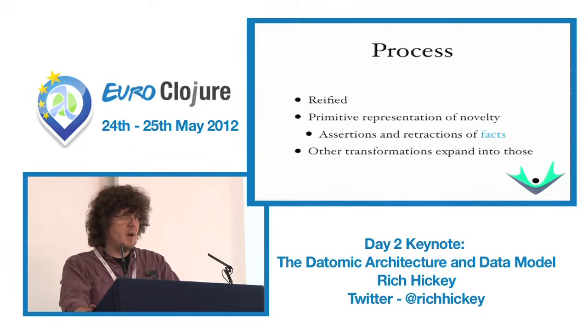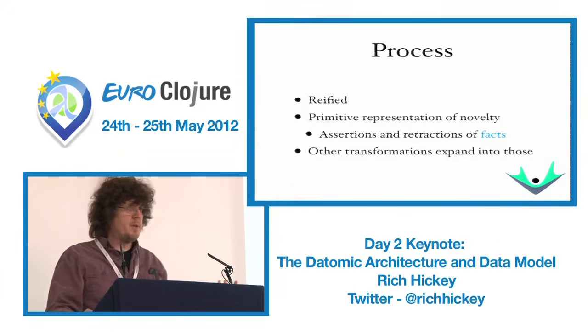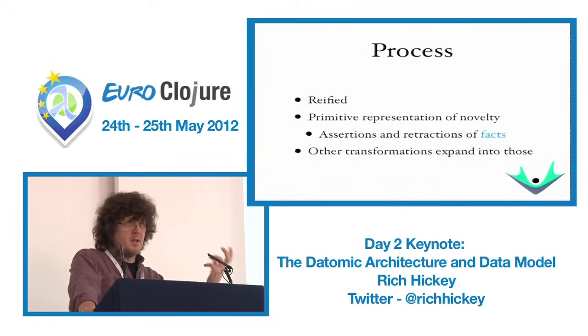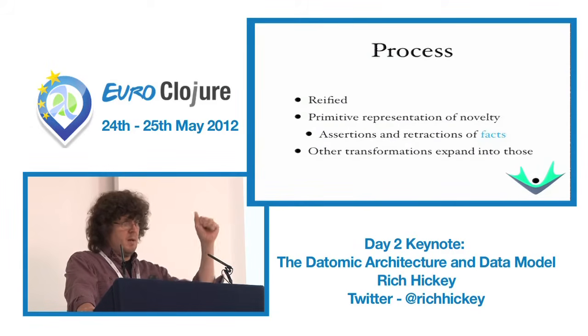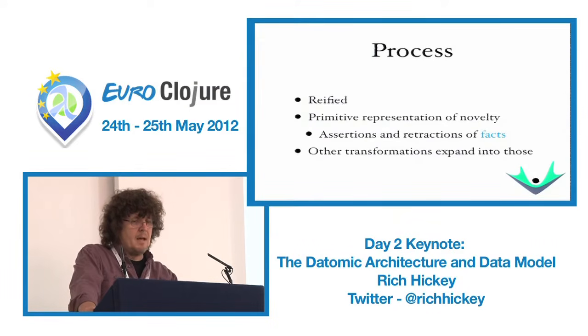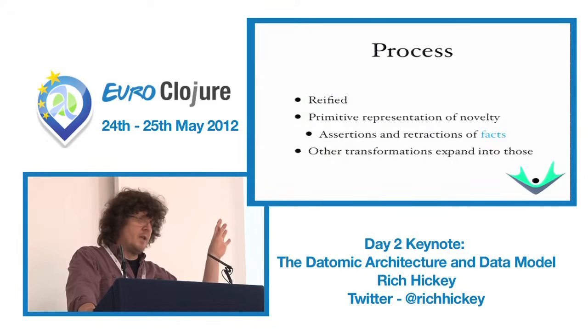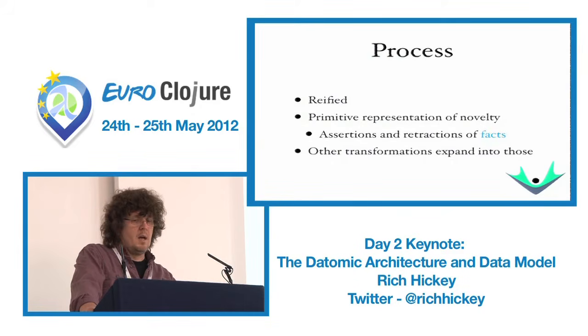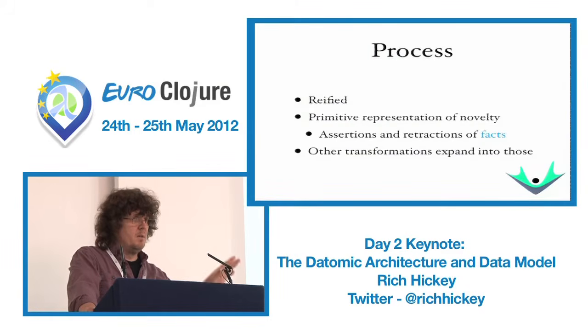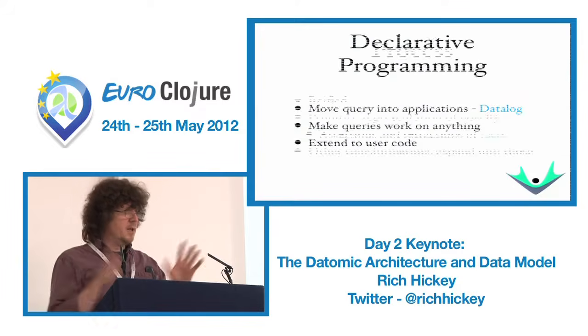Another key thing in trying to pull this off is to realize that if you're not going to update things in place and you really do want to capture information, you have to reify process. You have to turn process into something that is a value, that you can store, move, communicate, and things like that. So you want to reify process, which means that you need to have some representation of novelty. In Datomic, we reduce novelty down very, very small. And the process is then merely reduced to the assertions and retractions of facts. I'll talk a little bit more about facts in a bit. And then everything else can be turned into that.